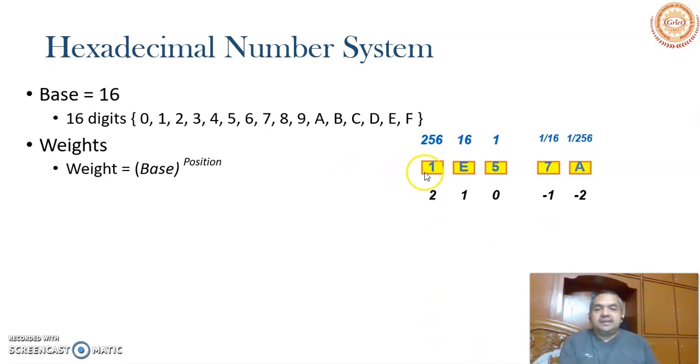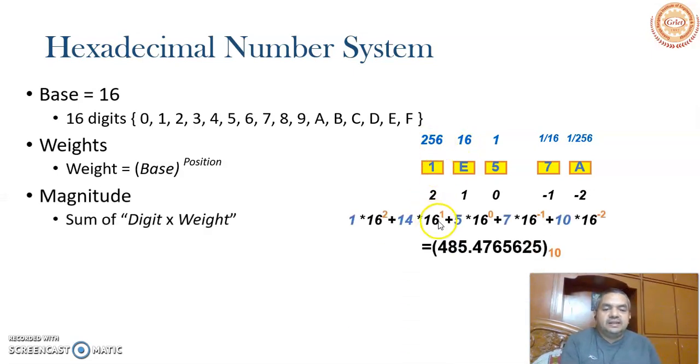So here, just like in the previous number systems, again if we take an example of 1E5.7A, the positions are 0, 1, 2, minus 1, minus 2. So 16 power 0 is 1, 16 power 1 is 16, 16 square is 256. So finally the value of this hexadecimal number is expansion like this, that is digit multiplied by weight. Finally the equivalent decimal value will be 485.4765625 to the base 10.